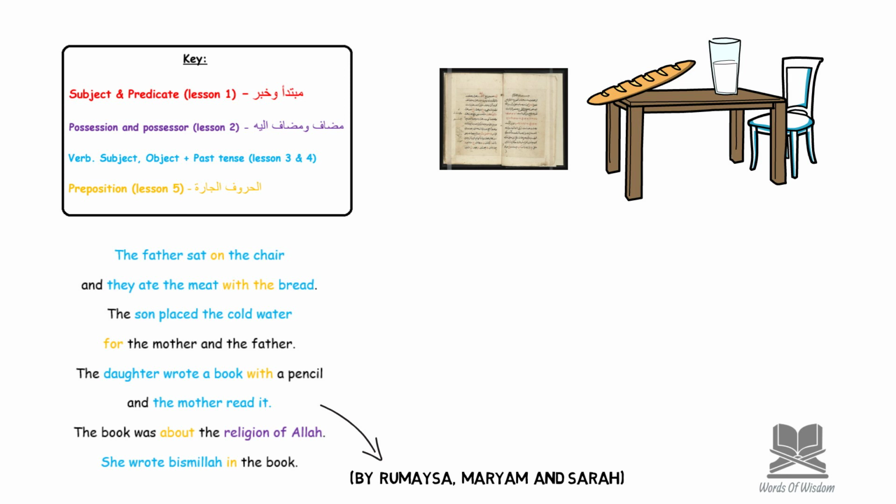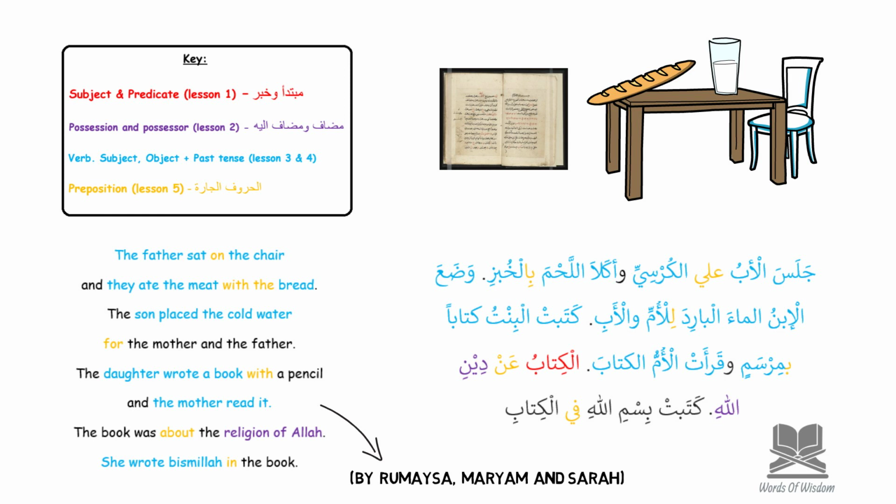So, the father sat on the chair, something is being done. So, jalasa is the verb. Jalasa al-abu, the father sat. Ala, here's your preposition on. Ala al-kursi. So, sat on the chair. Ala al-kursiyi. Because we've learnt in lesson number 5 that after a preposition, the next word has either 1 kasra or 2 kasra. Ala al-kursiyi.